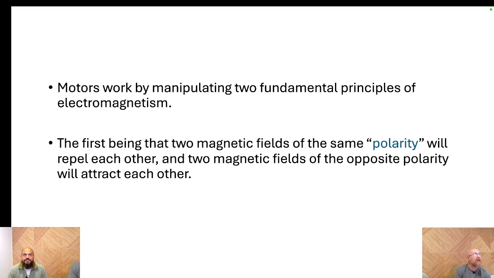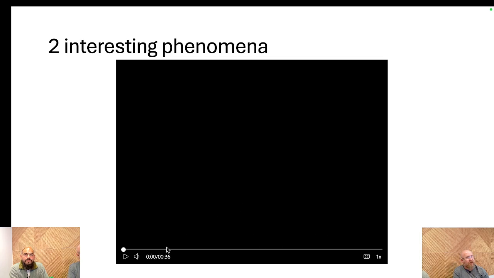Okay, so motors. They work by manipulating two fundamental principles of electromagnetism. The first being that two magnetic fields of the same polarity will repel each other. They'll drive each other apart, north and north, south and south. And two magnetic fields of the opposite polarity will attract one another. So to get a rotation, all we need is one set of magnets to repel each other and one set to attract each other, and then we can shift the rotor inside of a motor. So let's take a look at these phenomena in action.